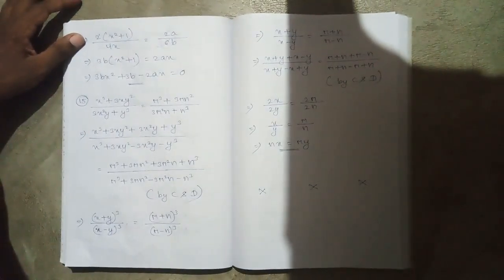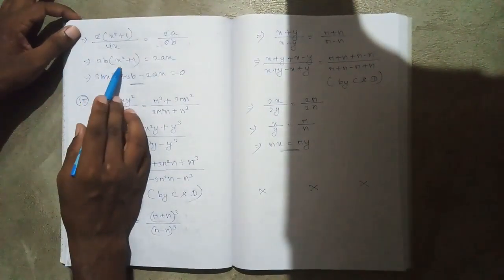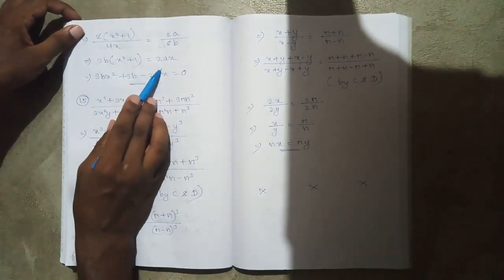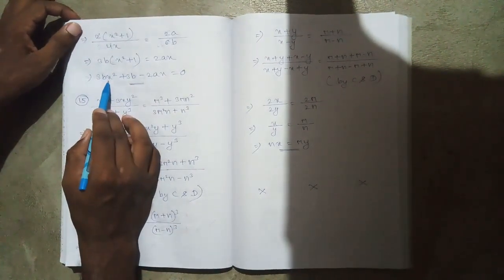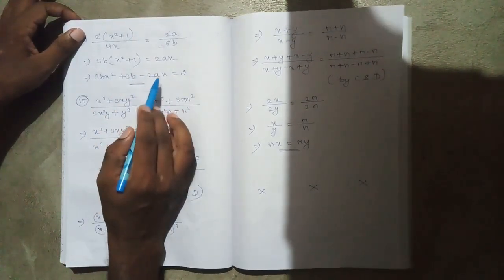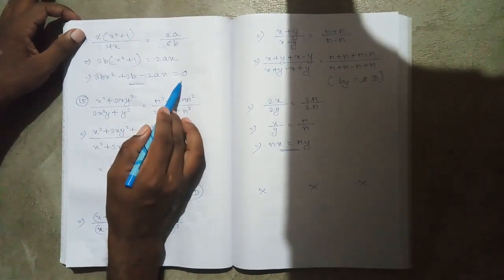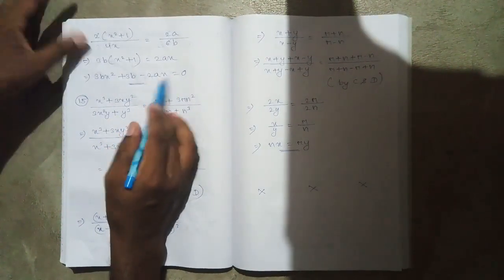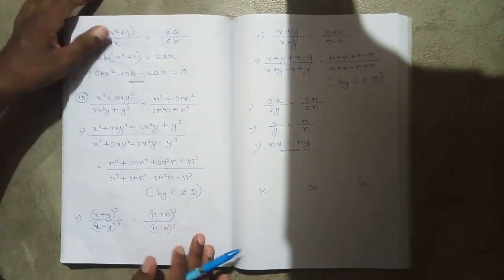Now cross multiply. So 3b into (x²+1) is equal to a into 2x, or 2ax. Open the bracket: 3bx² + 3b, then bring this 2x to the left, minus 2ax is equal to 0. So this is what we have to prove, hence proved.